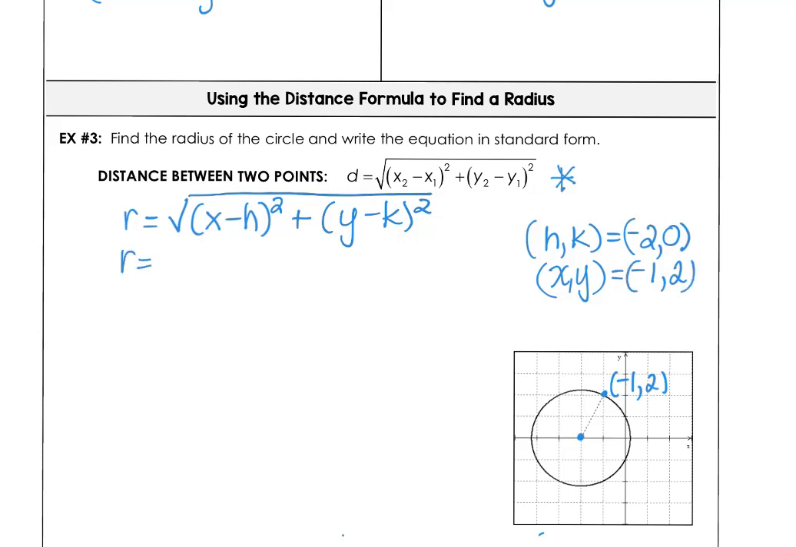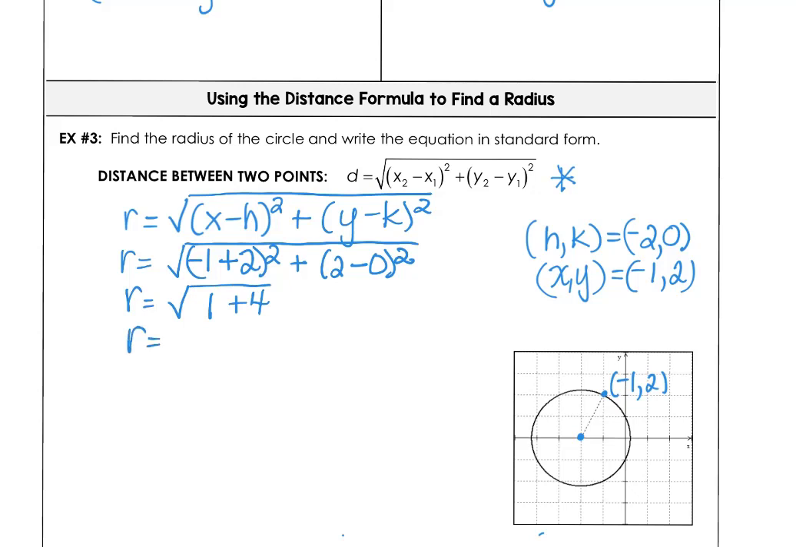So the radius is going to be our x value, which is -1 minus our h value of -2 squared, plus our y value, which is 2, minus our k value of 0, quantity squared, which gives us a radius of 1 squared, which is 1, and 2 squared, which is 4. So the radius of our circle is radical 5.